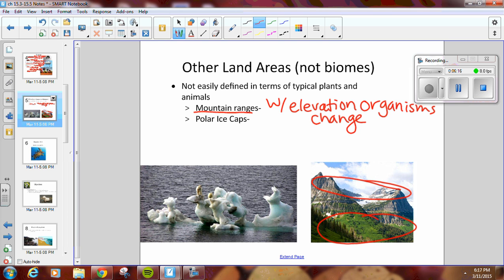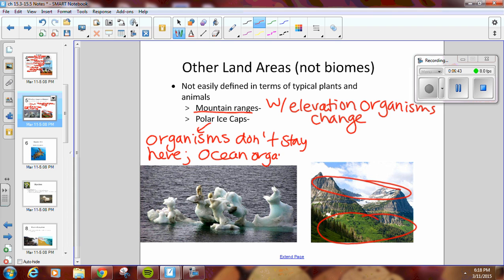Now the polar ice caps also are not considered a biome, even though they do fit the issue of being cold and they're cold all year round. They don't work because the organisms are constantly moving. The organisms don't stay there. Most of the organisms that are on a polar ice cap are really ocean animals. Or they're organisms that came from the tundra.